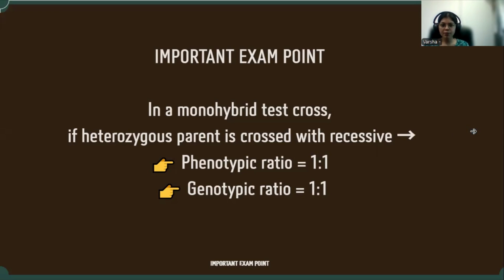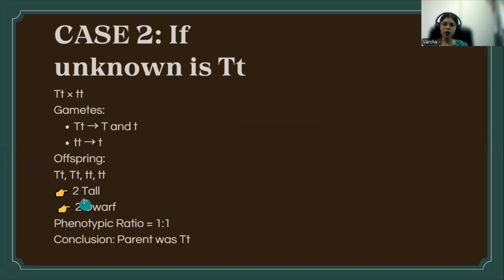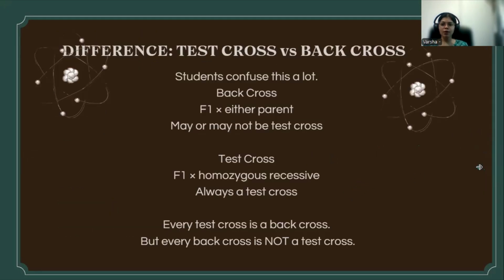Important exam point. In a monohybrid test cross, if the heterozygous plants are crossed with recessive, the phenotypic ratio becomes 1 is to 1, whereas the genotypic ratio, as you can see right here, also becomes 1 is to 1. Very important, every test cross is a back cross, but not every back cross is a test cross.